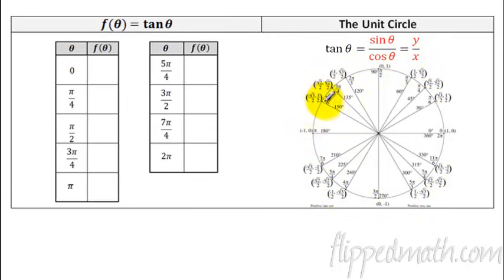So hopefully by now you're getting used to this unit circle. We take the y value divided by the x value at whatever angle we're looking at. So let's start off with the easy ones, like 0. When is tangent going to equal 0?